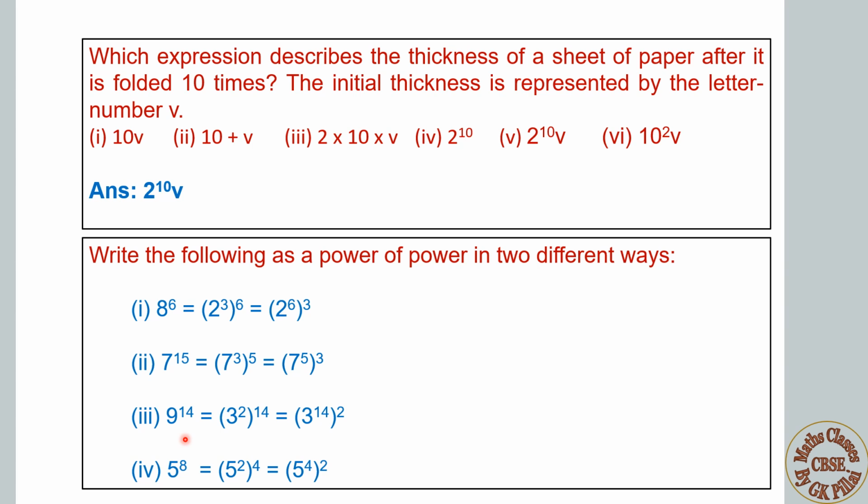9 to the power of 14. 9 is 3 squared. Keep 14 outside. Bring 14 inside and 2 outside. You can have a different version also. 5 to the power of 8: 5 raised to the power of 2 whole power 4, or 5 raised to the power of 4 whole power 2. You can write in different ways also.